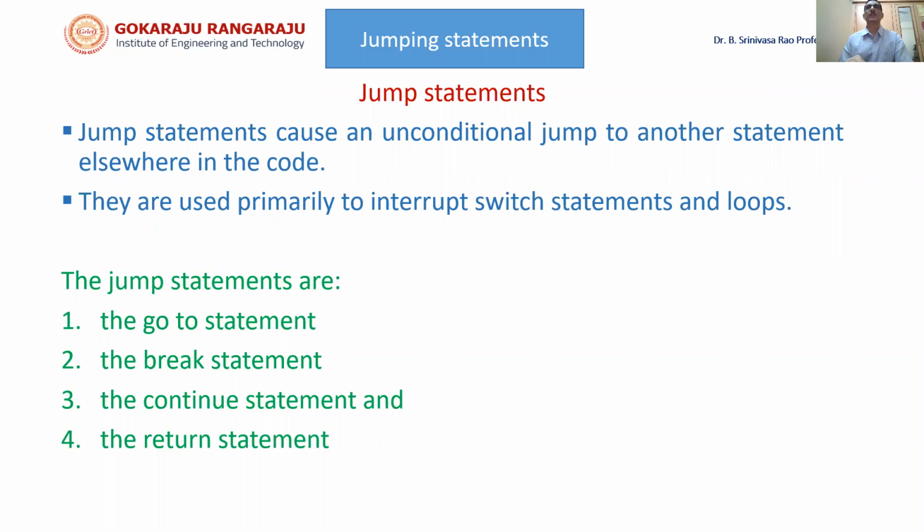Now let us see what the jumping statements are. Jump statements cause an unconditional jump to another statement elsewhere in the code. They are used primarily to interrupt switch statements and loop statements. The jump statements are the go-to statement, the break statement, the continue statement, and the return statement. We discuss each statement in detail in the coming slides.